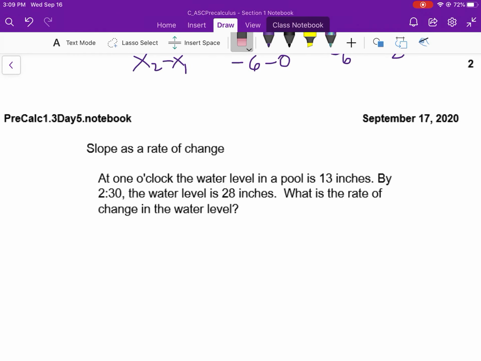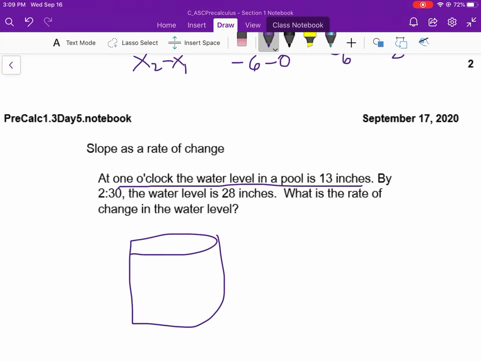Okay, the other thing we have to talk about is rates of change, right? When we talk about slope, that's often the rate of change, because oftentimes it's something versus time. So at 1 o'clock, or at time 0, the water level is 13 inches. So if I have a pool, I like to draw pictures. I don't usually get to draw pictures. So at 1 o'clock, the water level is 13 inches. So this water level is 13. And by the time it's 2:30, the water level has changed to 28 inches.